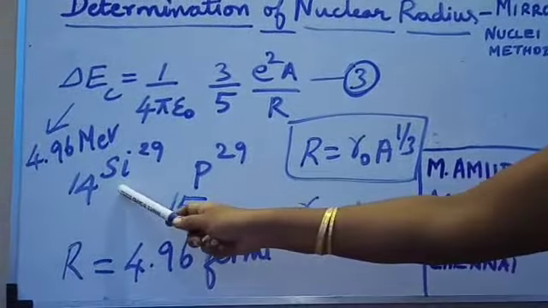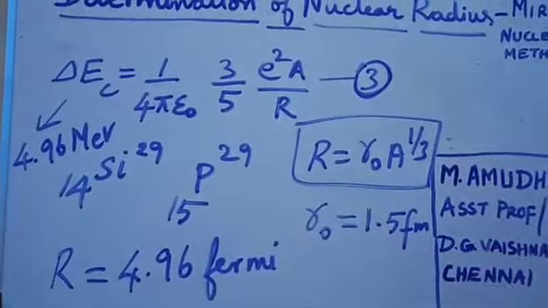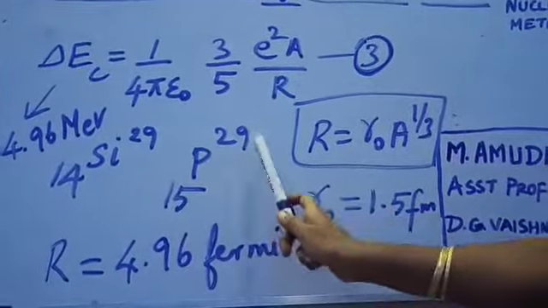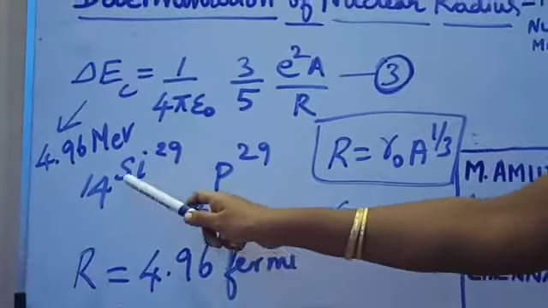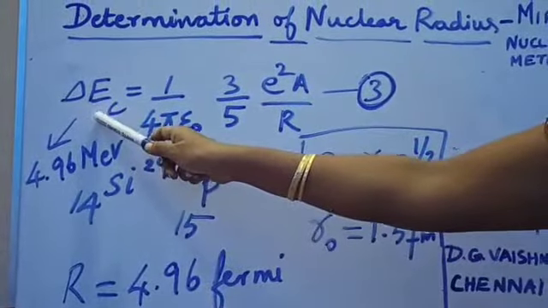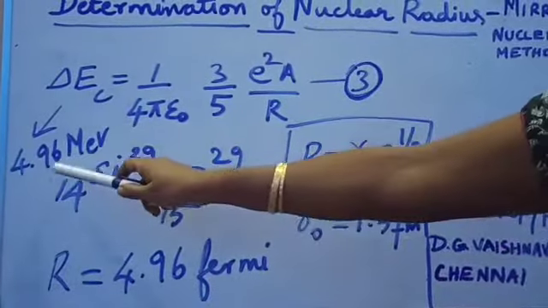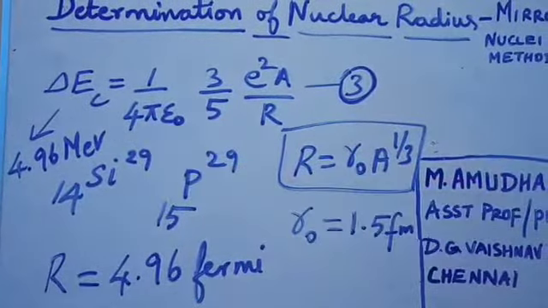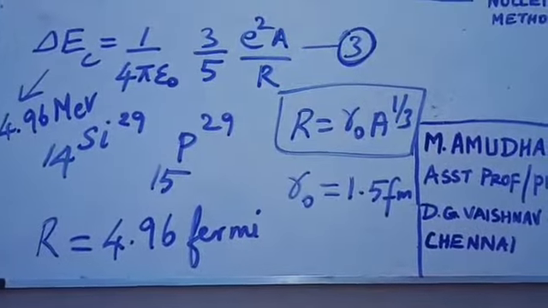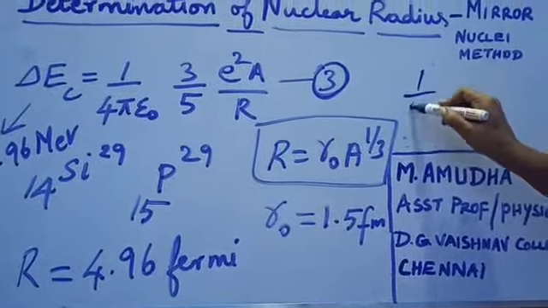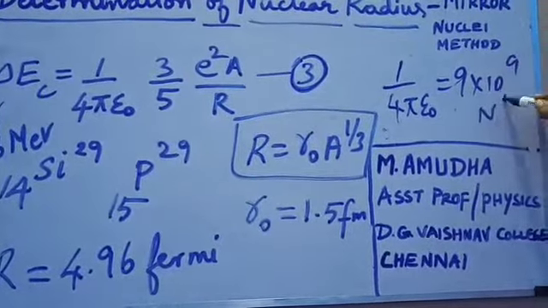Experimentally, they have taken these two nuclei alone, silicon as well as phosphorus. The mass number remains the same, that is 29, and the proton number for silicon is 14 and for phosphorus it is 15. The experimental observation gives the value of the Coulomb energy difference of these two nuclei as 4.96 million electron volt. So substituting for delta E_C as 4.96 million electron volt, you know the constant value 1 by 4 pi epsilon naught. What is the constant value of this 1 by 4 pi epsilon naught? It is 9 into 10 power 9 Newton meter squared per coulomb squared.